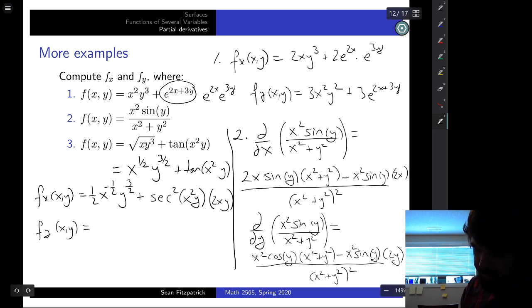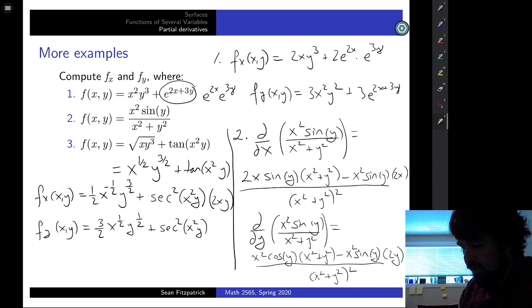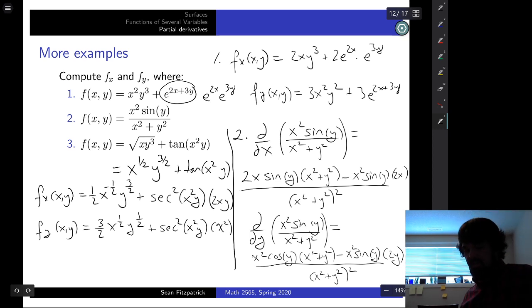For the y derivative, now I'm going to take the derivative of y to the 3/2, right? So I get 3/2 x to the 1/2, y to the, so 3/2 minus 1 leaves me with y to the 1/2. And then on the second term, again, I have to take the derivative of tangent, so I get secant squared x squared y. This time I take the derivative of the inside with respect to y. So derivative of x squared times y with respect to y is just x squared, right? Because the derivative of y is just 1. So I get that extra x squared on the outside.